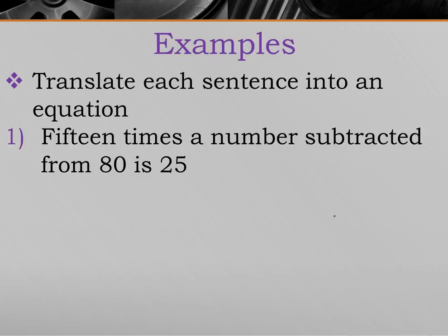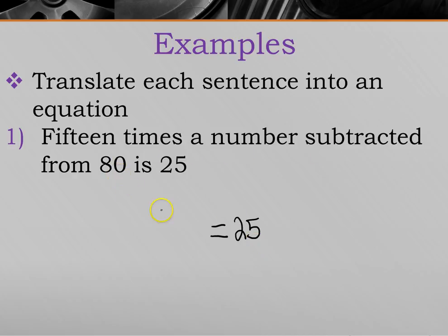So let's translate this sentence into an equation. 15 times a number subtracted from 80 is 25. So this part right here is our equal sign. Everything to the right of that is the right side, so 25 is the only thing on the right-hand side. It says 15 times a number subtracted from 80.